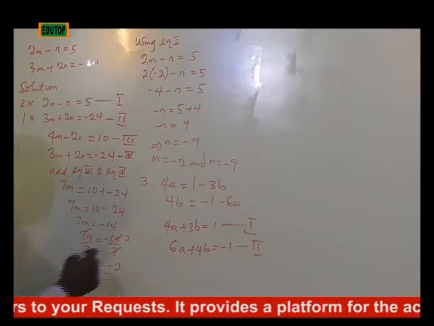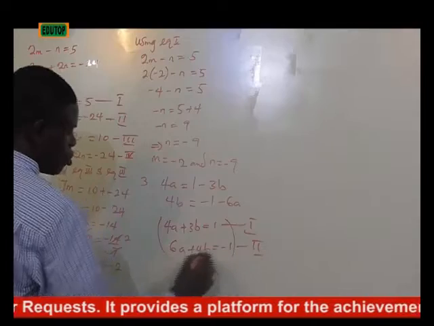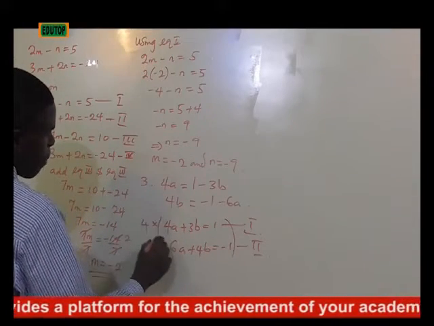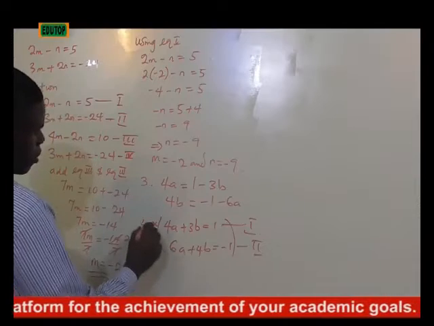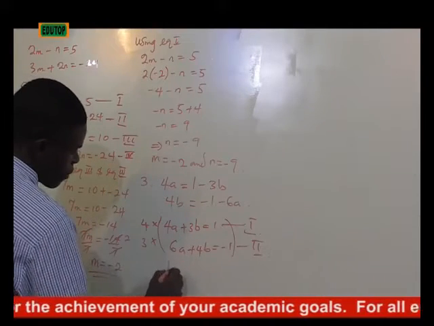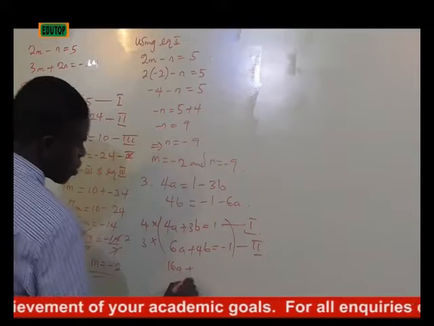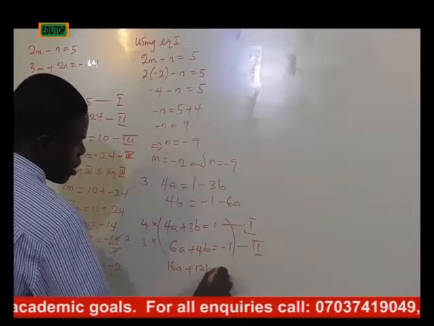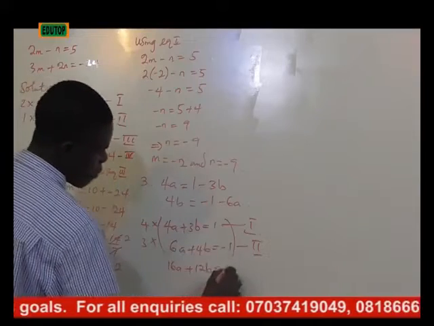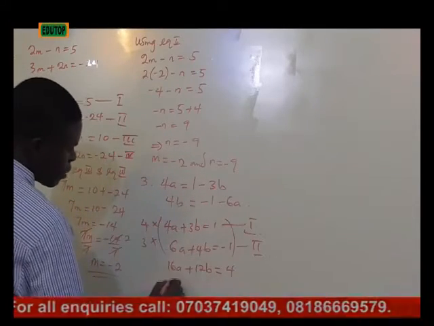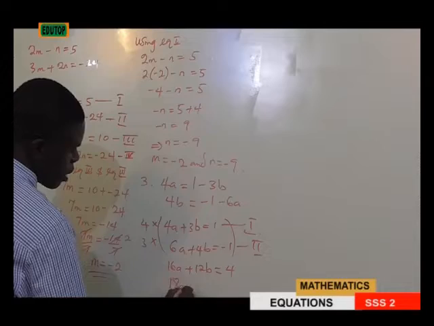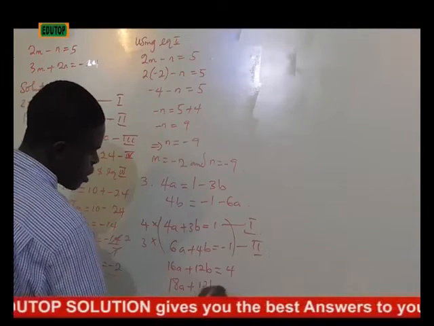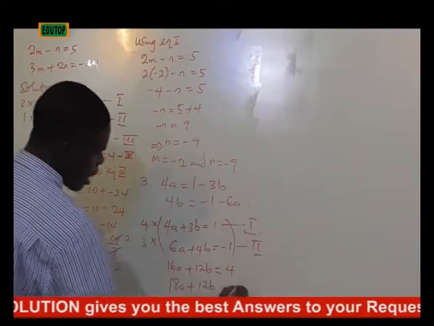And if I want to eliminate b first, all I just need to do is to multiply this by 4 and multiply this by 3. 4 times 4a, I have 16a, plus 4 times 3b, I have 12b, equal to 4 times 1, 4. 3 times this, 18a. 3 times this, plus 12b. Then 3 times this, I have minus 3.